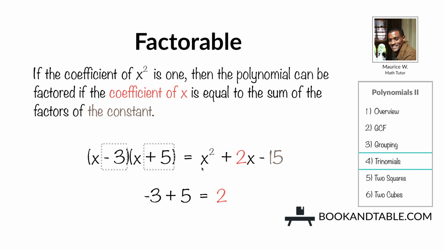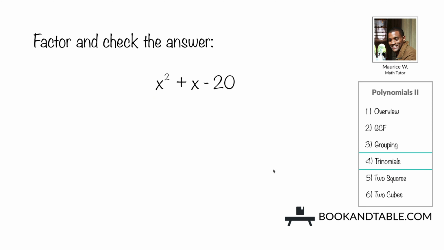So this is the general process you'll use to factor trinomials where the coefficient of the quadratic term is equal to 1. Not all of these trinomials will be factorable, but you know that the trinomial will be factorable if the coefficient of x is equal to the sum of the factors of the constant. So that's what we'll be looking out for.